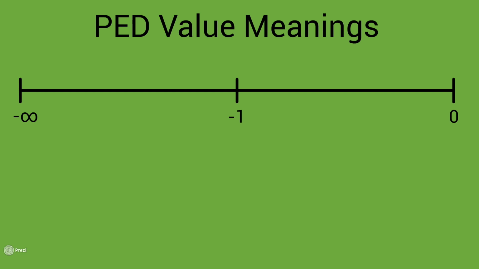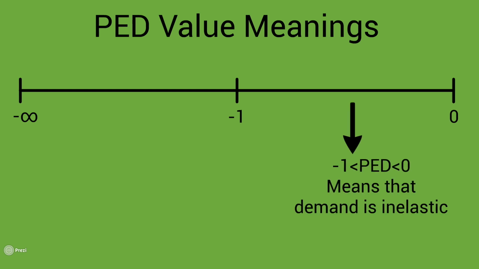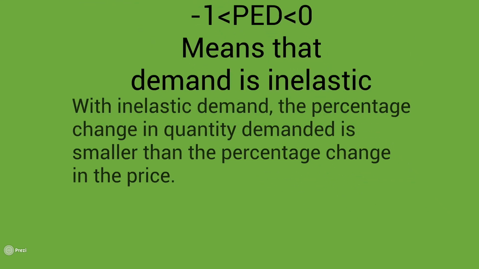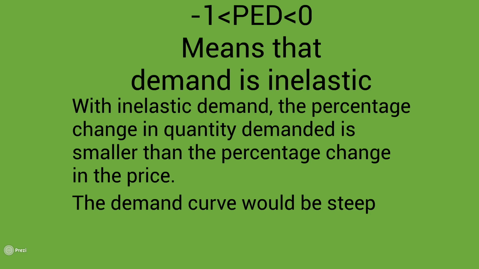Our number line also has the value of minus 1 on it. This is because minus 1 is a key value in determining what price elasticity of demand means. A value for price elasticity of demand between minus 1 and 0 means that demand is inelastic. With inelastic demand, the percentage change in quantity demanded is smaller than the percentage change in price. An inelastic demand curve would be fairly steep.